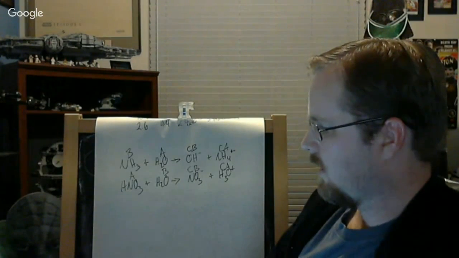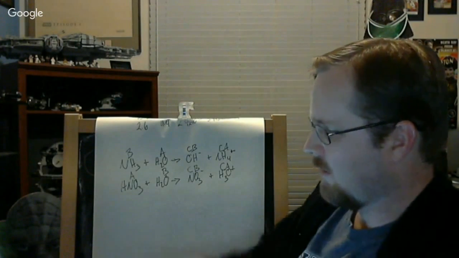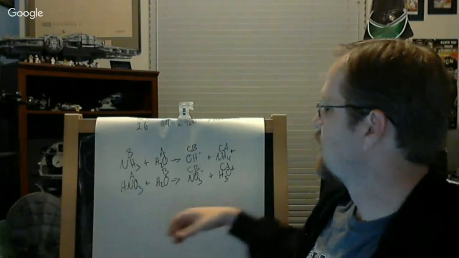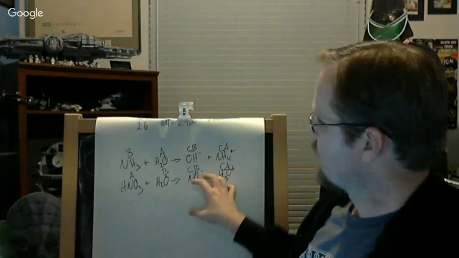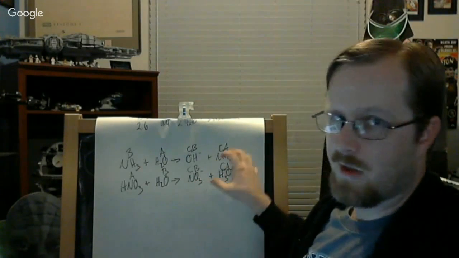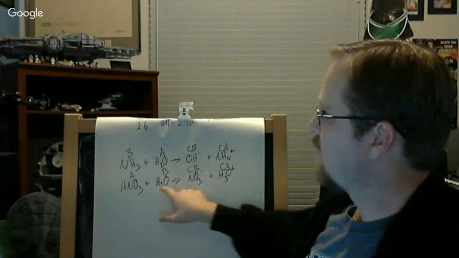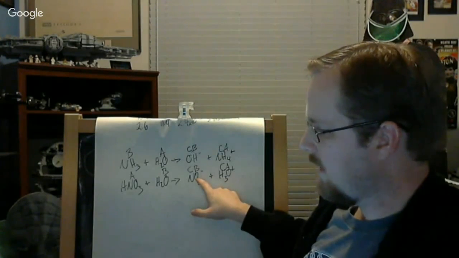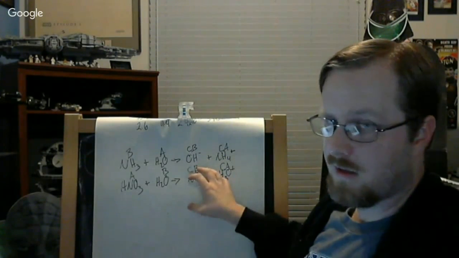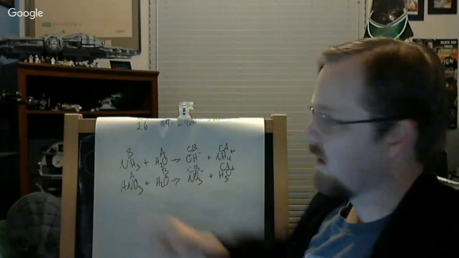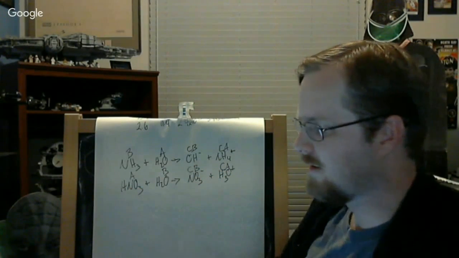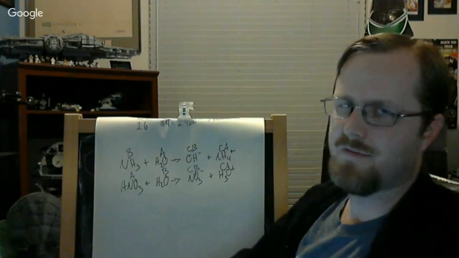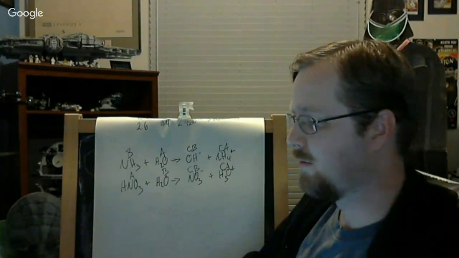So to try to answer your question earlier about what is the conjugate acid and what is the conjugate base, well, the conjugate acid is the substance on the right side of the equation that matches up with the base. The conjugate base is the substance on the right side of the equation, or the product side, that pairs up with the conjugate acid.